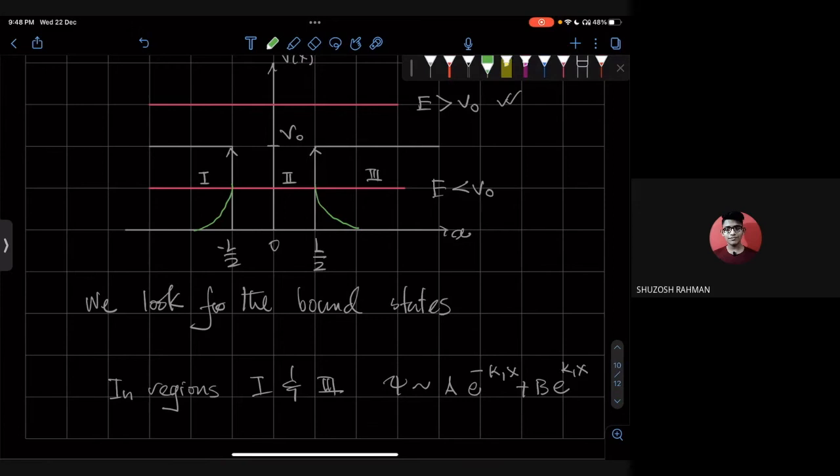Another reason why we cannot have B in region 3 be non-zero is because then this wave function is not going to be a normalizable wave function, and that's not going to be physical. All right. Any questions so far?